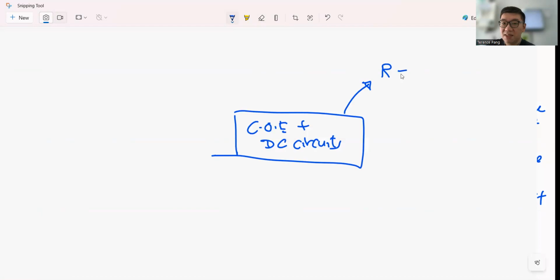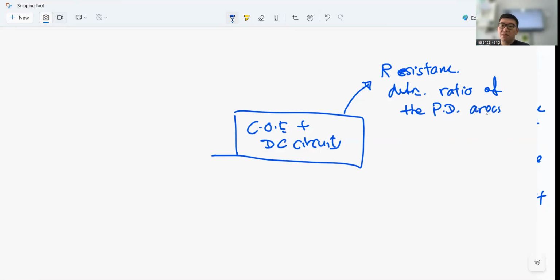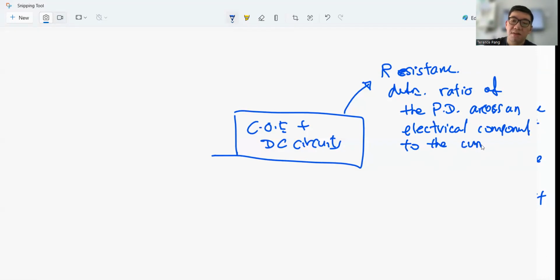So what is resistance? Definition? It's a ratio of the potential difference across an electrical component to the current flowing through it. So you have R equals V over I.